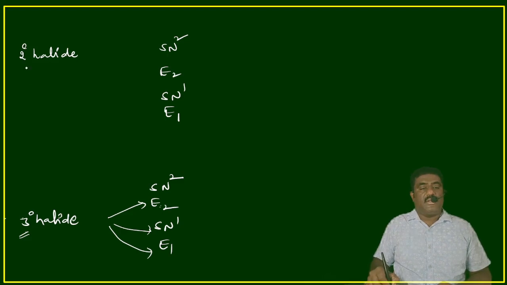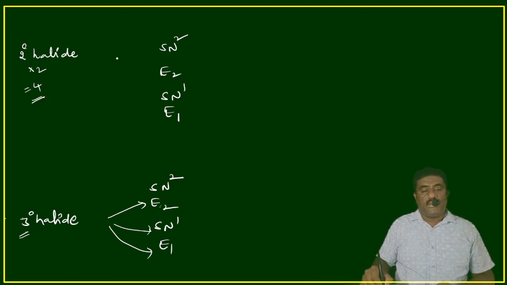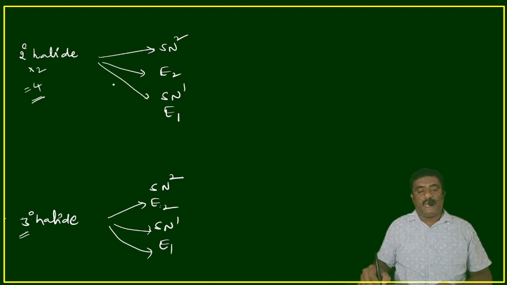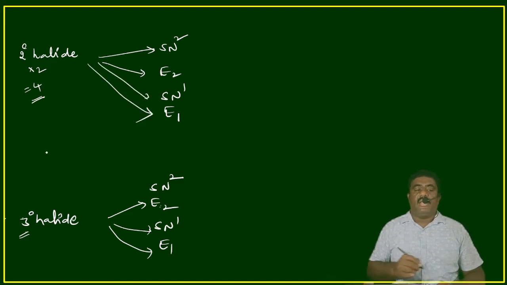Now look at the secondary halide. Secondary halide means 2 degree. Multiply it with 2, it becomes 4. Yes, 2 degree halide multiplied by 2 becomes 4, or 2 into 2 is 4. So what are the remaining reactions? SN2, E2, SN1 and E1 reactions.